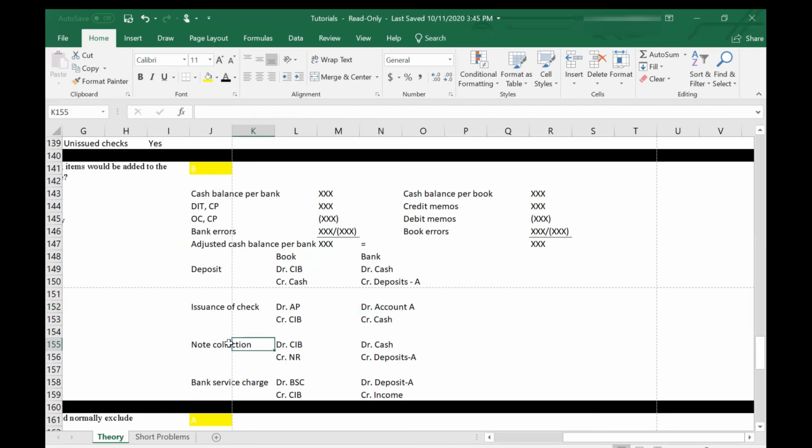Pag note collection naman, the bank again will receive cash and it will credit your deposit. Kaya nga kapag may credit memo, right? Note collection is a credit memo. The bank will credit your account.